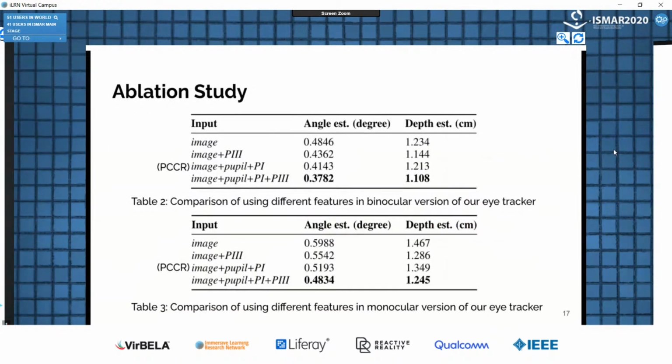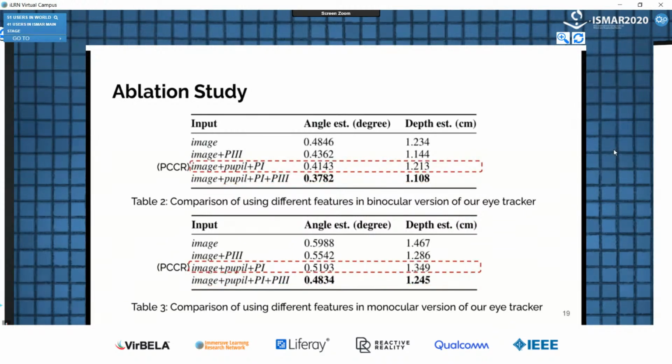Moreover, we validate the effectiveness of the third Purkinje image in improving both gaze angle and accommodation estimation. We conduct ablation studies of different feature combinations to assess their effectiveness. Table 2 and Table 3 provide the binocular and monocular results of gaze angle and accommodation estimation, respectively. In all cases, the best estimation results come from using all features.